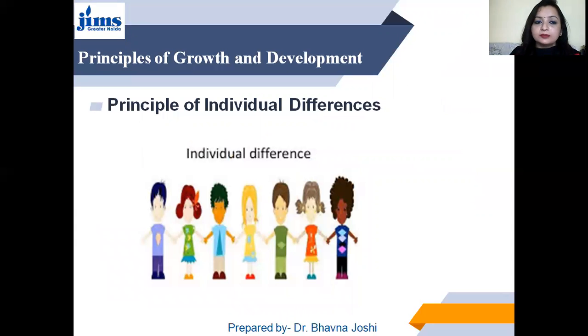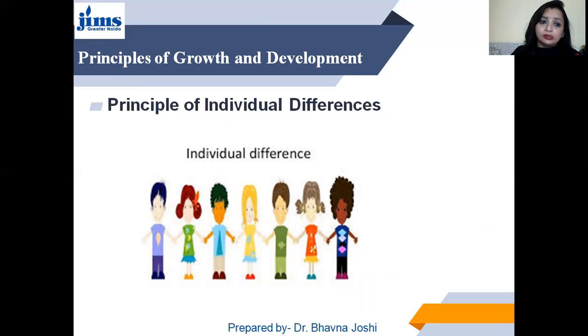The fourth principle is the principle of individual differences. As we all know, no two individuals are alike, even twins are not alike. Everyone is different from each other. So individuals differ with regard to their time schedule. That is, all children first sit, then crawl, then stand, and then walk. But this procedure may differ from person to person.